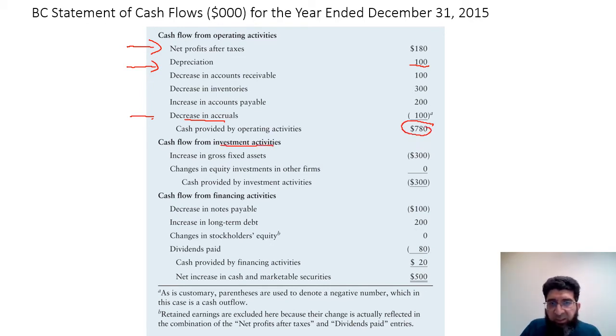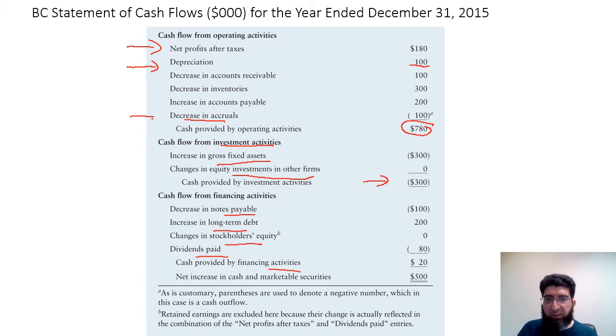Then from investment activities, we have the increase in gross fixed assets and changes in equity investment in other firms, which is zero. So the cash provided by investment activities is around $300. Cash flow from financing activities is notes payable, long-term debt, stockholders equity, dividends paid, and cash, and all signs correspond to either uses or sources of cash flows.